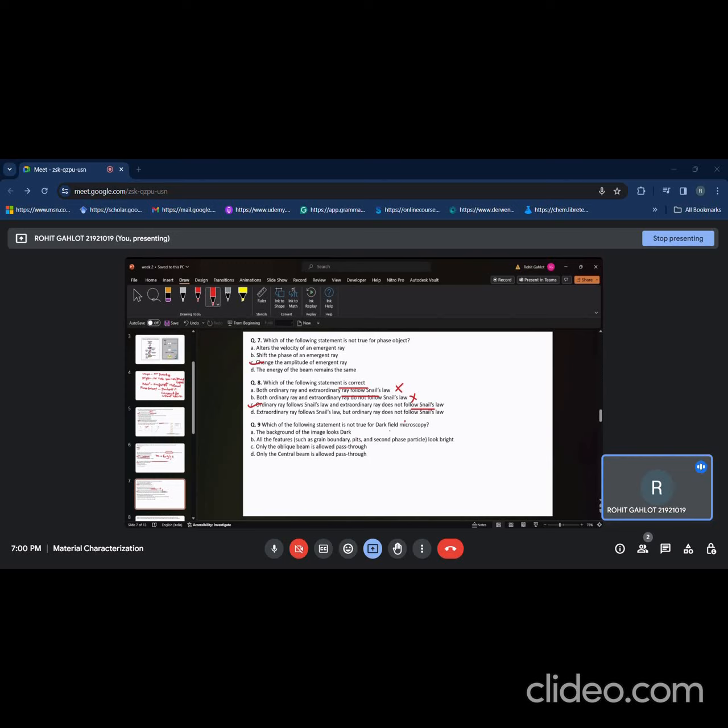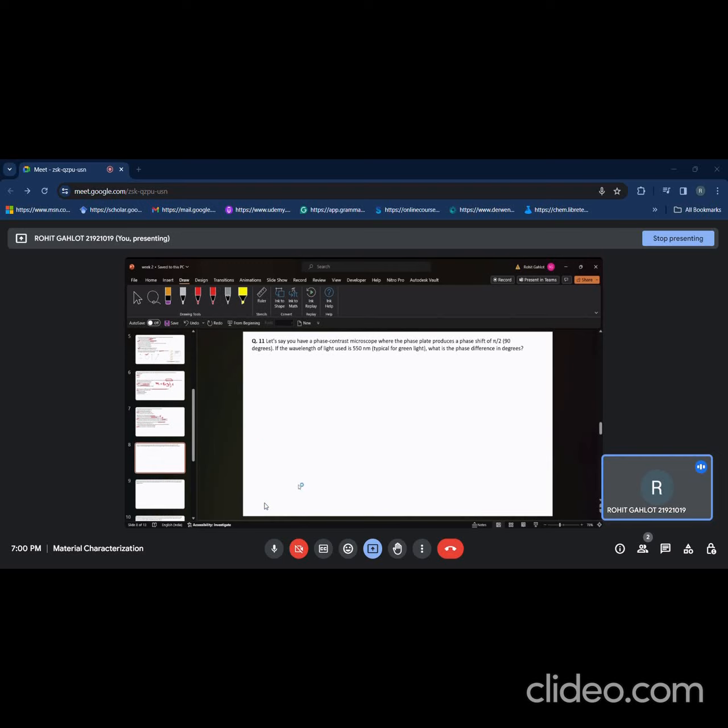Which of the following statements is not true for dark field microscopy? The background of the image looks dark. This is true. All the features look bright. Only the oblique beam is allowed to pass through. Only the central beam is allowed to pass through. Yeah, D is the correct answer. This is not true. So now moving to some of the numericals.